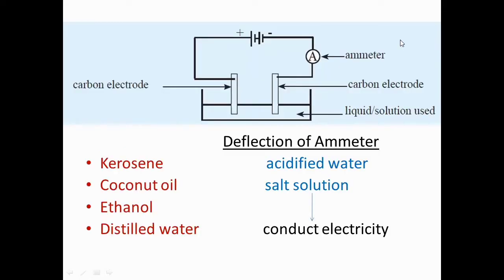This experiment is to find out the liquid or solution which conducts electricity. So here you can see there are two carbon electrodes connected through wires with the electric source as well as the ammeter. These carbon electrodes are dipped in the liquid or solution being tested, and we see whether there is a deflection in the ammeter or not.